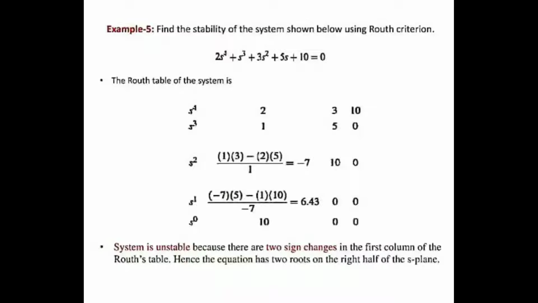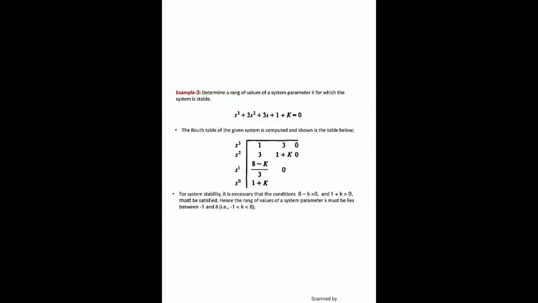The s raised to 1 elements are calculated, and we are getting 6.43 and 0, and the s raised to 0 elements are 10, 0, 0. So we have to analyze the first column of the Routh array. The elements are 2, 1, minus 7, 6.43 and 10. Again we are getting two sign changes here, positive 1 to minus 7, and minus 7 to plus 6.43. So the total number of poles is 4 because the highest order is 4. Two poles are in the right half of the S plane and the remaining two poles are in the left half, but the system is unstable.